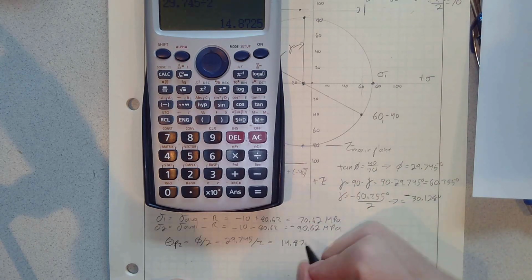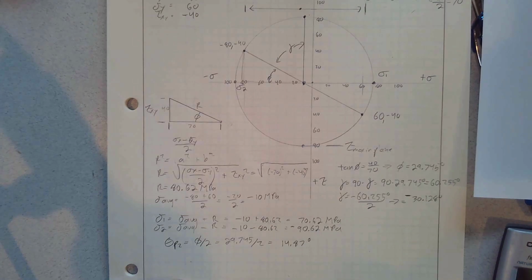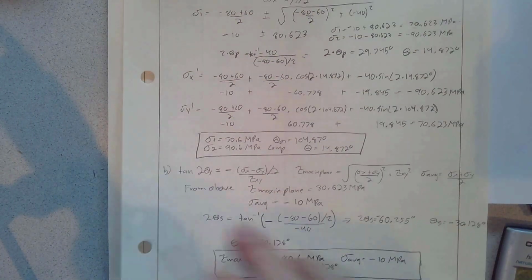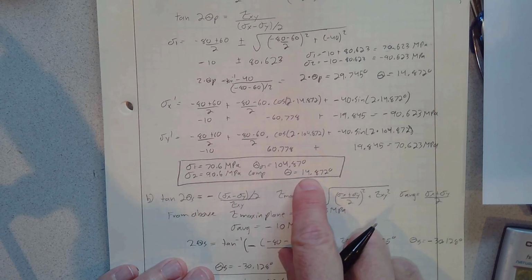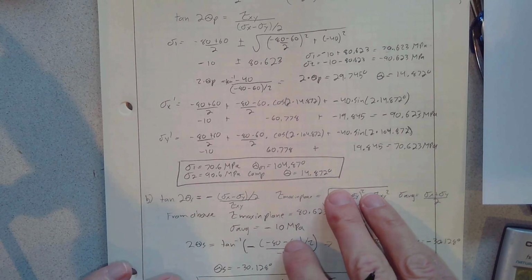We'll just leave 87 degrees. 14.87 degrees. Let's look at what we calculated before. Yep, to get to sigma 2, we got there before at 14.872. And now here's one thing to notice.